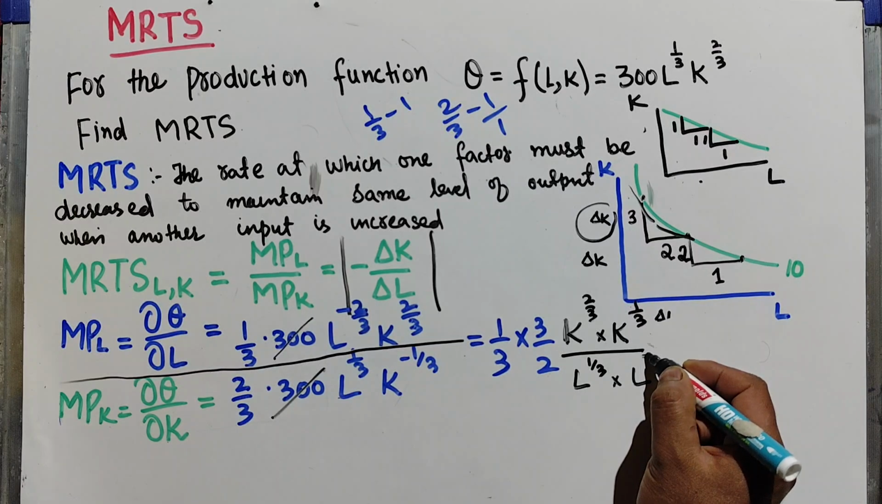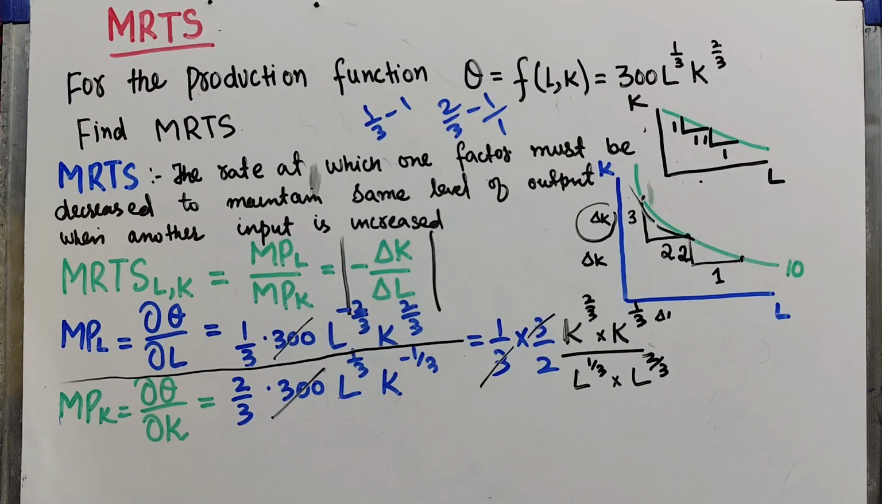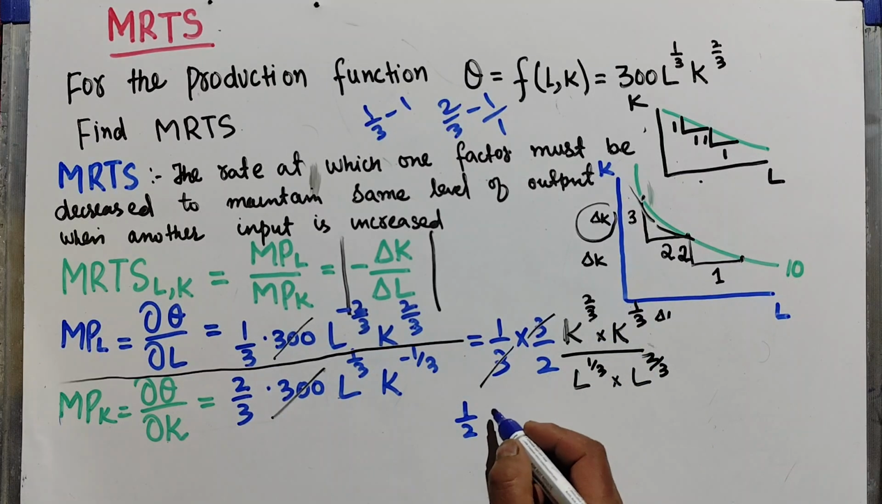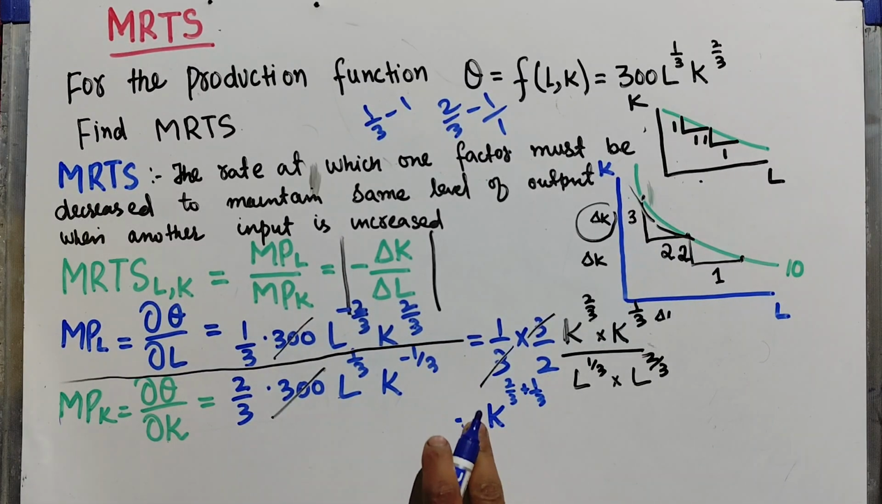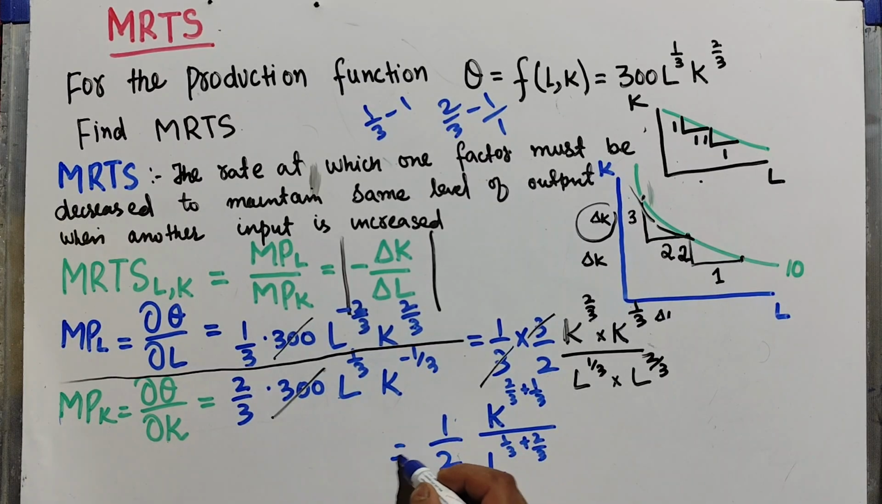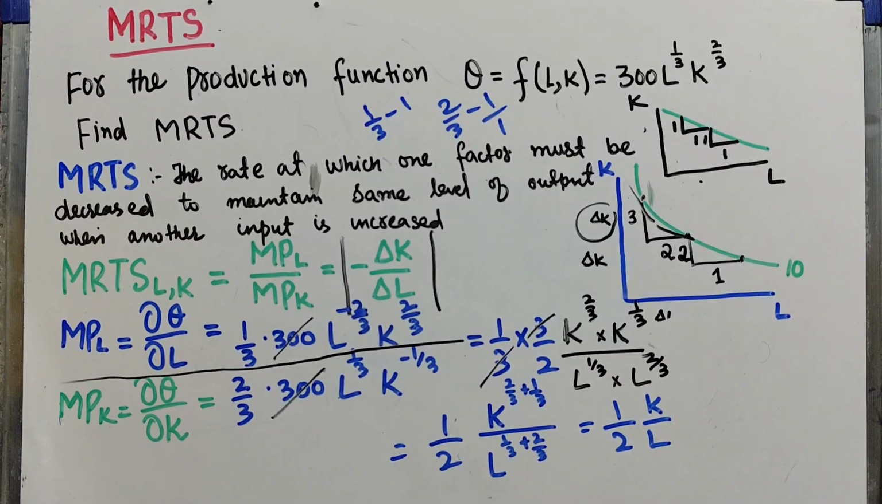So we have plus 2 upon 3, 2 upon 3. So 3 and 3 get cancelled. We are left with 1 upon 2. When the bases are the same, we can add up the exponents. So for labor, it becomes 2 upon 3 plus 1 upon 3. And for capital, here we have 1 upon 3 plus 2 upon 3 because the bases are the same. So it sums up to be 1 upon 2 times K upon L. So this is the marginal rate of technical substitution between labor and capital.